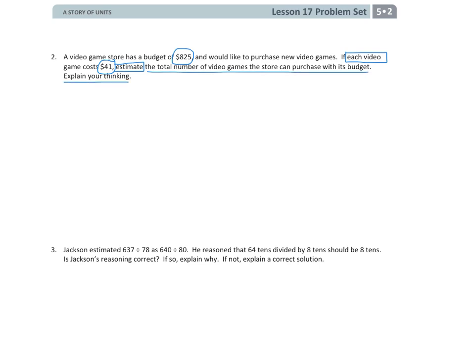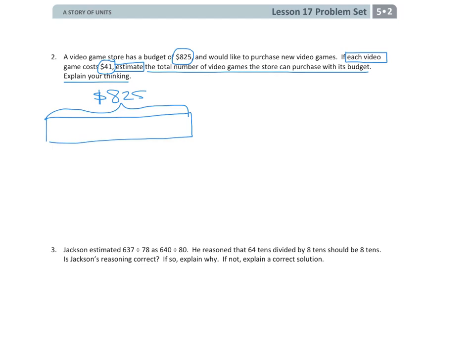They want us to explain our thinking. Explanation can be with words, can be with numbers and pictures. So let's say that we do a tape diagram to model our thinking. So if this tape diagram represents the total budget, well, we know how much money they have. They have $825.